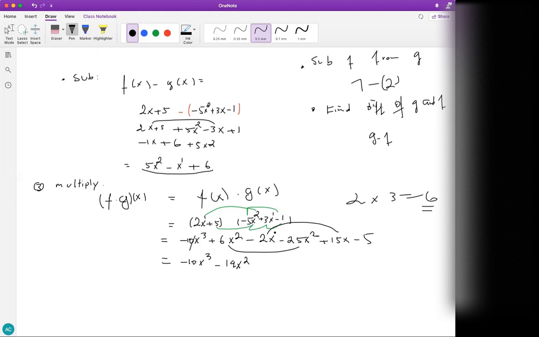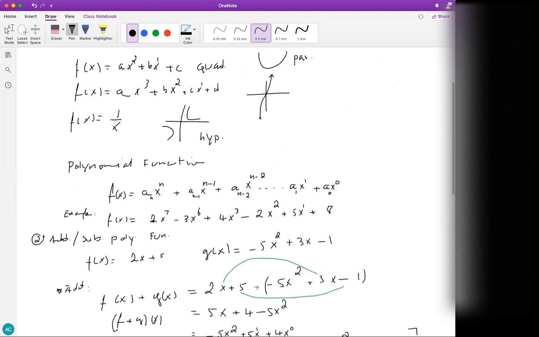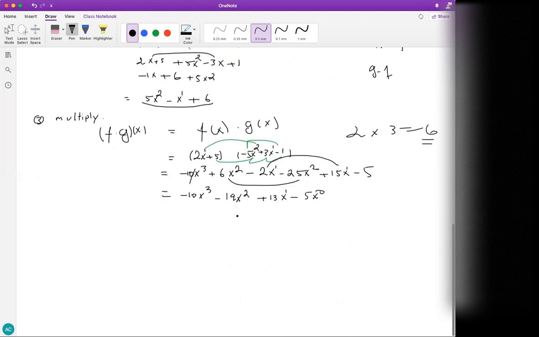They both have x1 and x1. So negative 2 plus 15 is positive 13x. Finally, we have this constant by itself. There's no other constant, so write it like this. You can see the highest power is 3, then 2, then 1, then power 0 here. And that's basically, again, a polynomial function in this form, standard form.